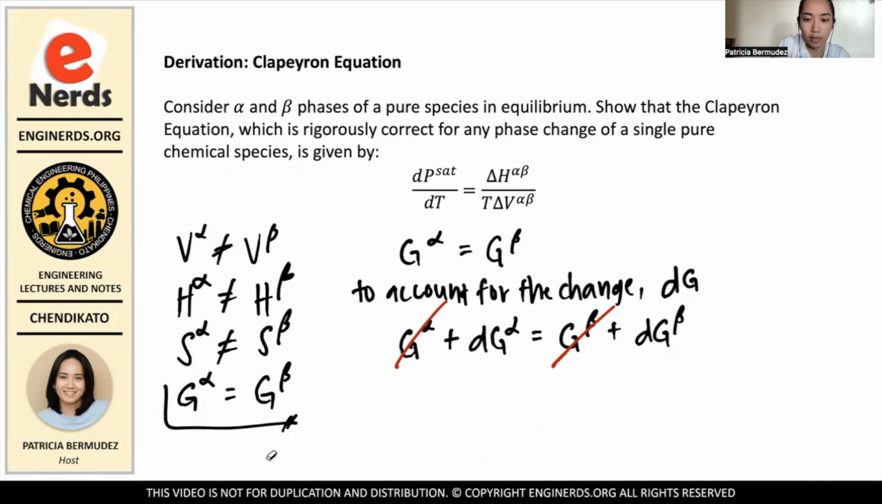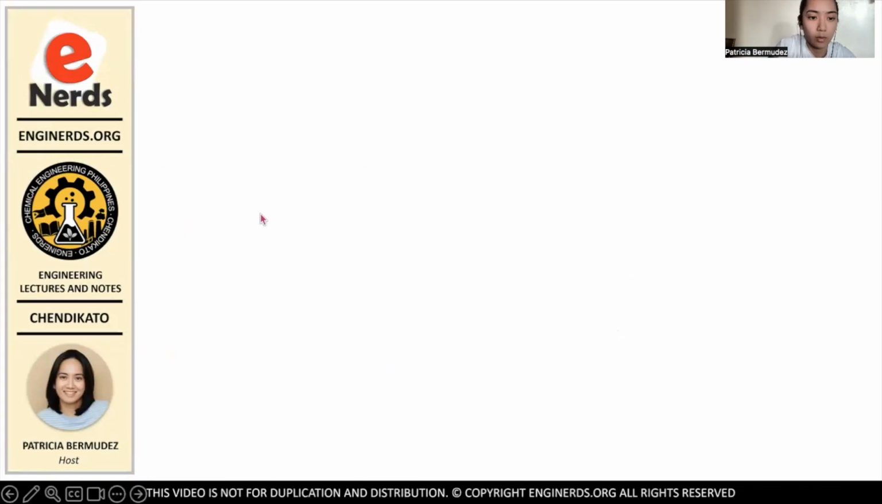Therefore, we can conclude that dG alpha is equal to dG beta. And now we have to relate the Gibbs free energy to these three properties here. So how do we do that? We know from this mnemonic, this Vatag shift mnemonic here. Say the Vatag shift.